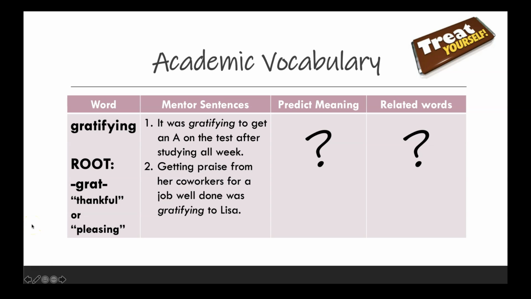So our mentor sentences are: it was gratifying to get an A on the test after studying all week, and getting praise from her coworkers for a job well done was gratifying to Lisa. So again, take a minute based off of the word, any background that you have on it, the information about the root that we just provided to you, and those mentor sentences. Go ahead and predict your meaning.